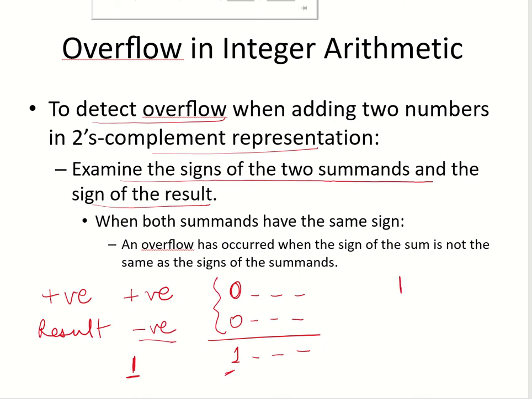Similarly, if there are negative numbers that are being added, how will an overflow be detected? If the sign of the result is different from the sign of the summands. So this is how we will detect overflow during integer arithmetic operations.